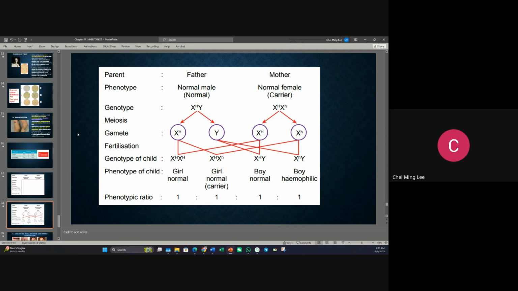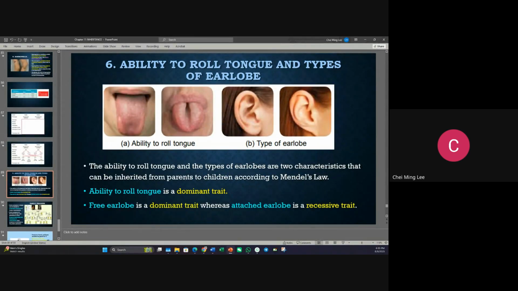So let's continue. Now, number 6, the ability to roll the tongue and the types of ear lobe. This ability to roll the tongue and the type of ear lobe can be inherited from parent to children according to Mendel's law, where the ability to roll the tongue is dominant. The free ear lobe is this one, and the attached one is like this. This one is dominant, this one is recessive. You have to remember this.